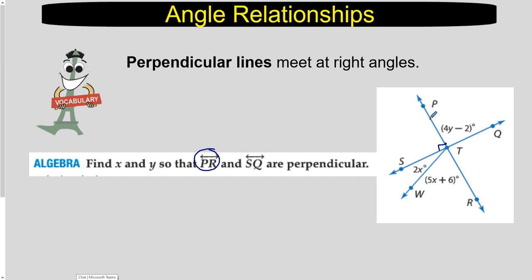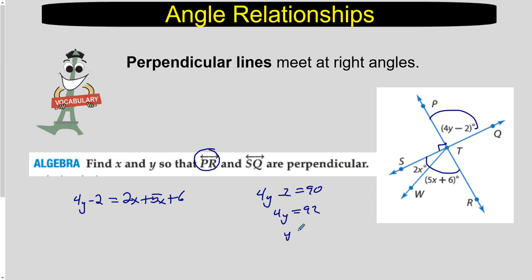So what I notice is I have this angle up here and this angle right here that should be not only vertical angles, but also supplementary, because they should both be 90 degrees. So what I might write is 4y minus 2 equals 2x plus 5x plus 6. And you could try to solve that, but we have two different variables, so that's not going to work just yet. We could also say 4y minus 2 is equal to 90, because that should be a 90-degree angle. So 4y equals 92. So y is going to be 92 over 4, or 23.